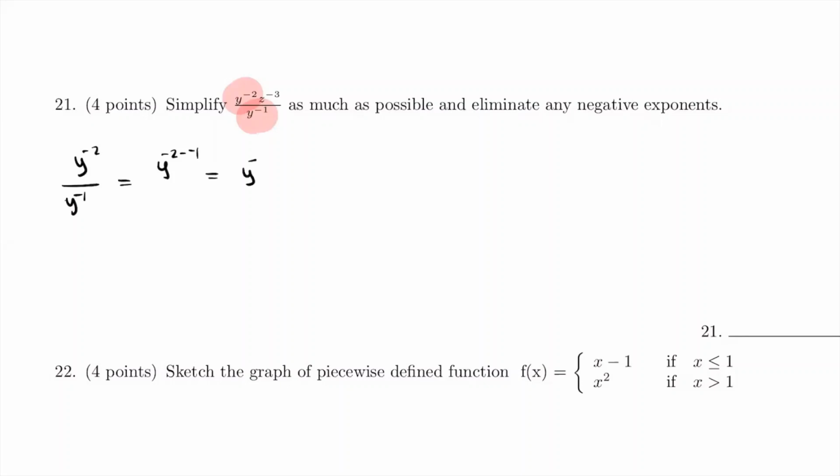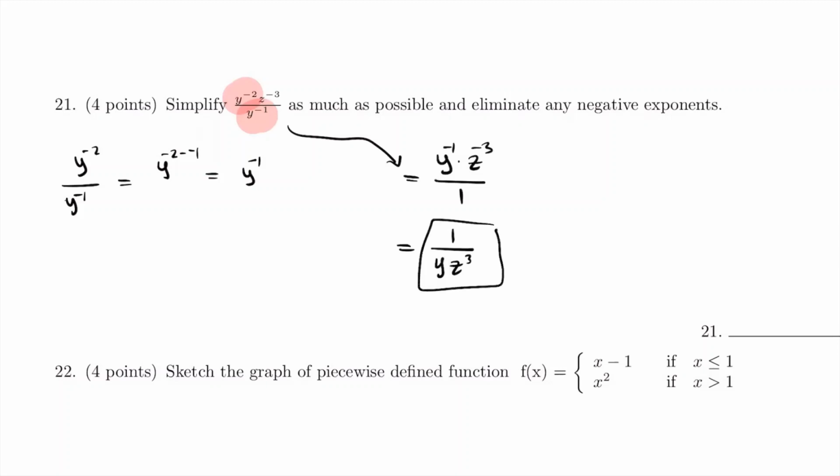And this is y to the -1. So this will become y to the -1 times z to the -3 all over 1. And both of them, since they have negative exponents, you can just put them in the denominator. So in the numerator, you have 1. In the denominator, you have y times z to the 3rd. And these, we leave right here. Since they're different bases, you cannot combine their exponents.